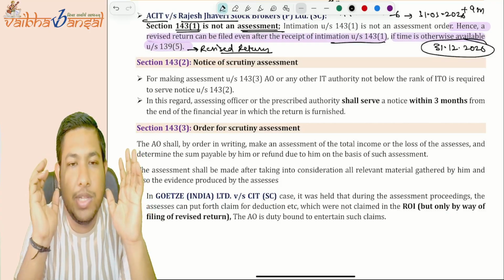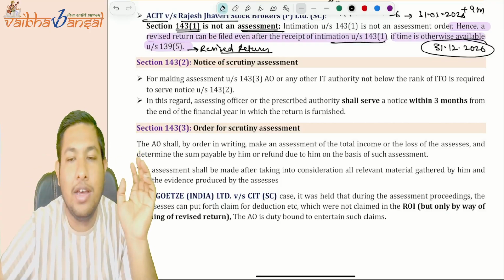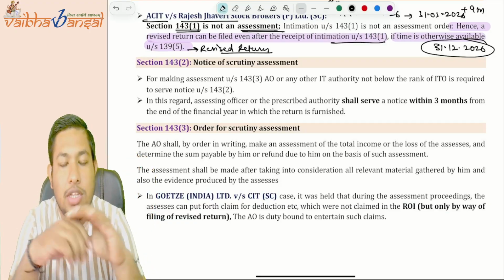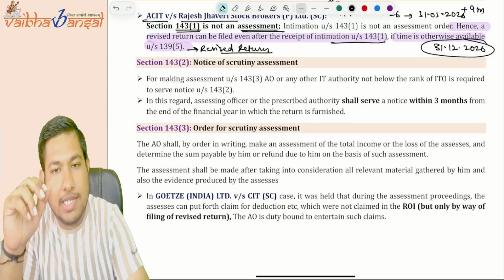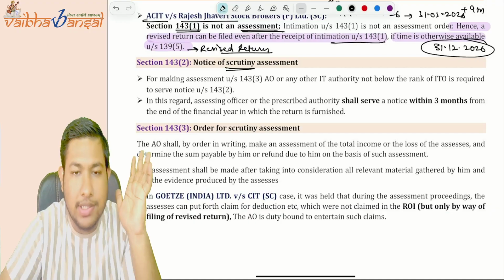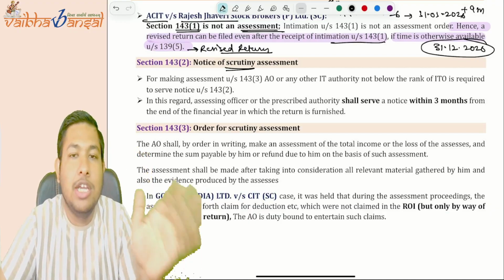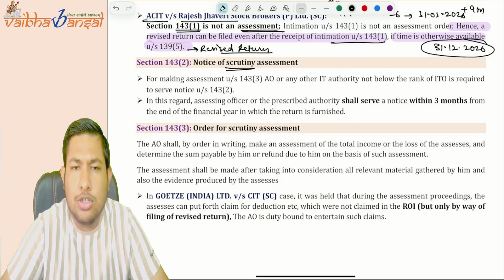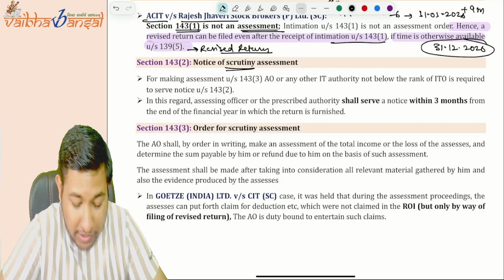So can he open the assessment? Yes. For that, he needs to send a notice to the assessee. The notice will be given to the assessee for scrutiny assessment. The beginning of assessment is what is scrutiny assessment. This is also known as summary assessment.